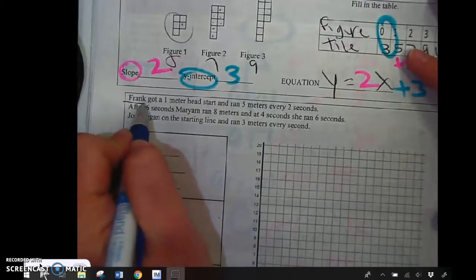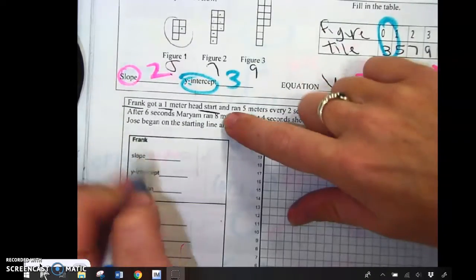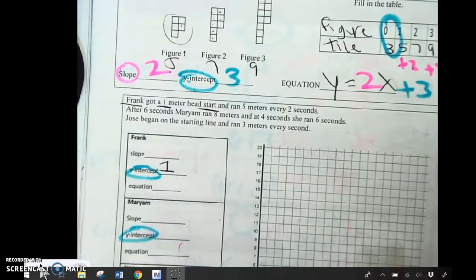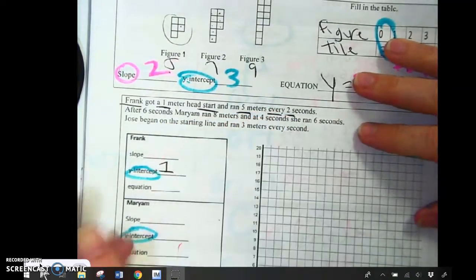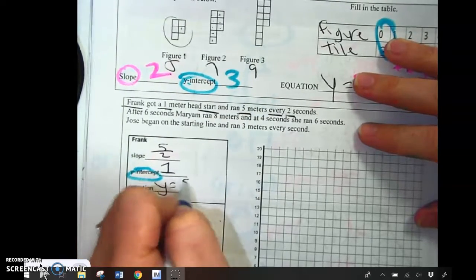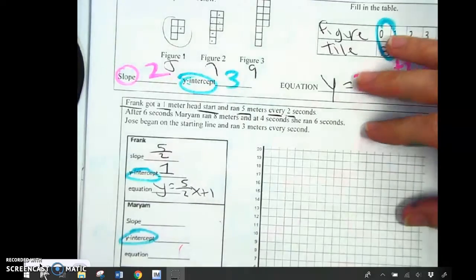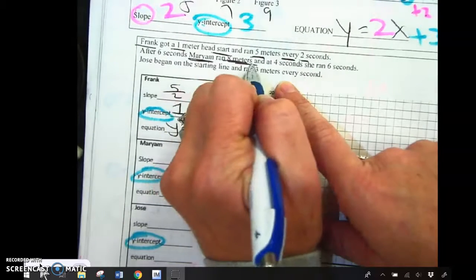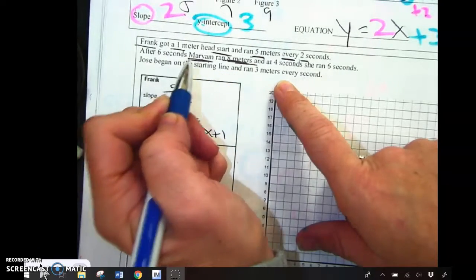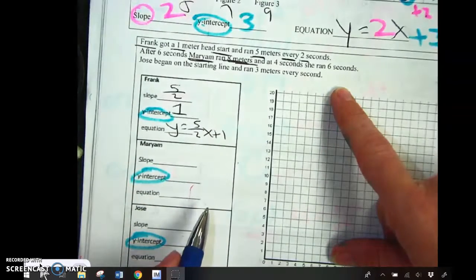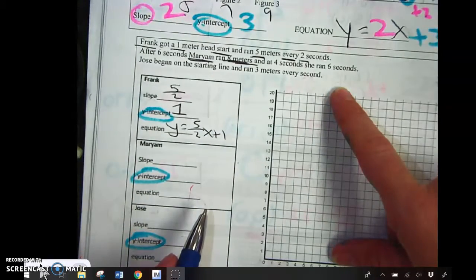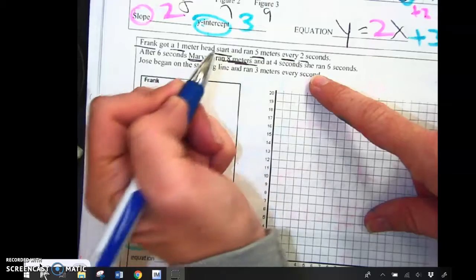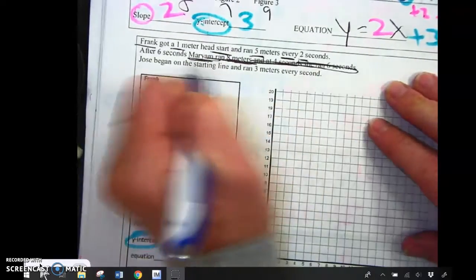All right, let's see. Frank got a 1 meter head start. My y-intercepts are blue. And 5 meters every 2 seconds. So y equals 5/2x plus 1. Miriam ran 8 meters, and at 4 seconds she ran. I think something happened. That's messed up. So I don't know, something happened here. So that one's gone.